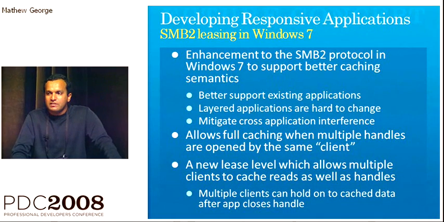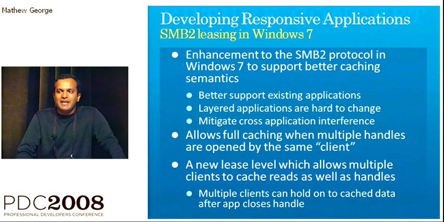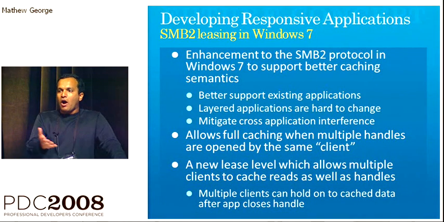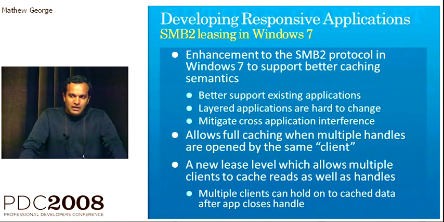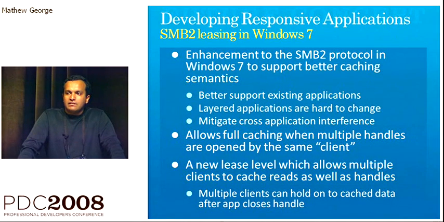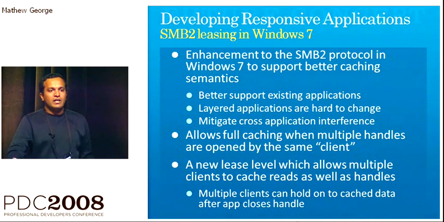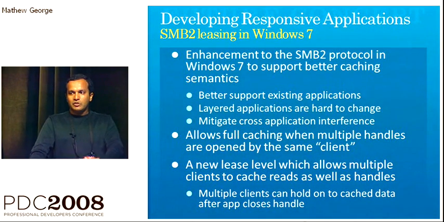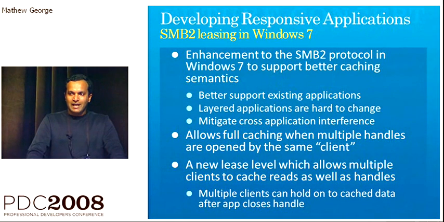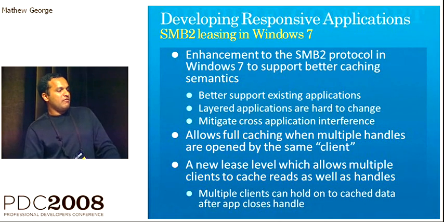And we introduced what is known as SMB2 leasing. It's basically an enhancement to op locks, and it allows better caching semantics. And it can support existing applications, and it can mitigate cross-application interference, like, for example, between Explorer and Office, the scenario I talked about, both of them opening the same file and trying to read data out of it. And with the leasing scheme, we can allow full caching as long as all the handles come from the same client. So there's a concept of a client which is introduced here. So as long as all the opens to the server are made from the same client, you can retain all your caching, and as a result, you save a lot of network traffic here.